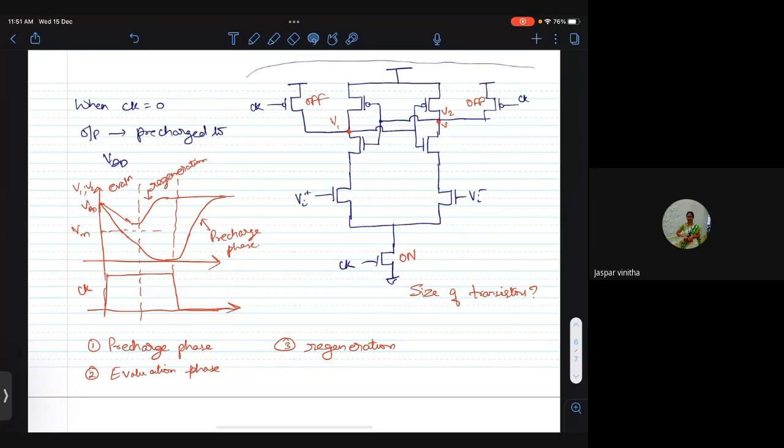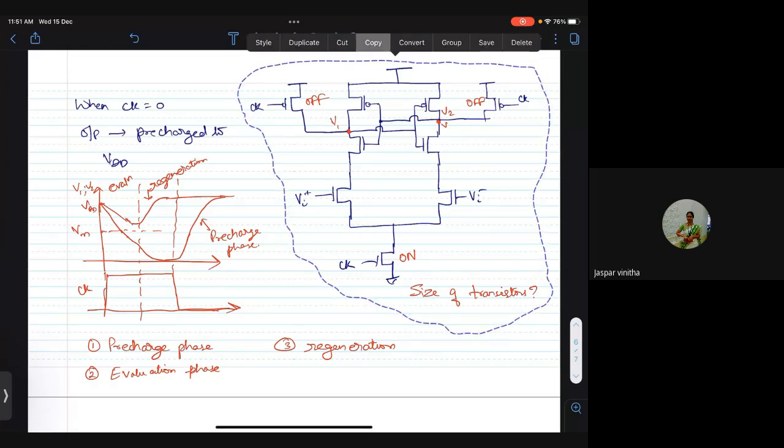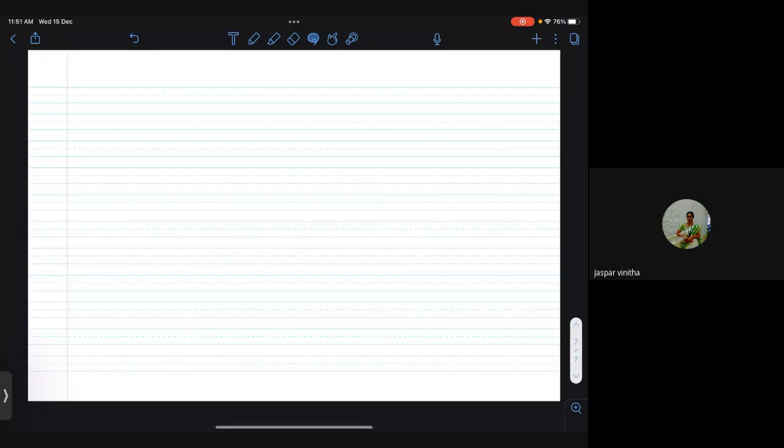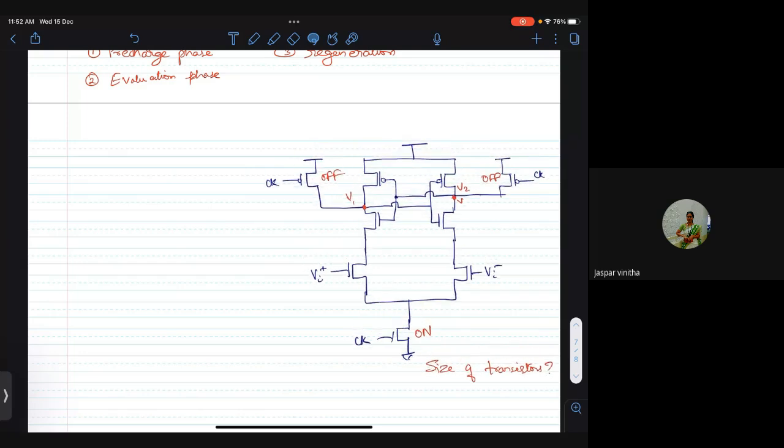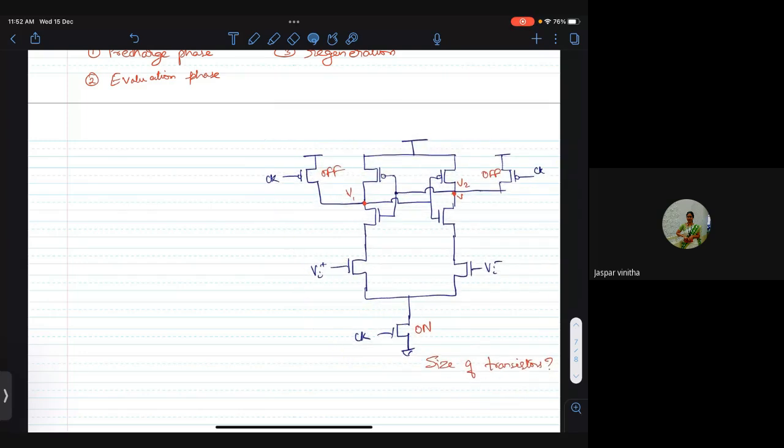So in each phase, we need to see what is the equivalent circuit. And once we look at that, we'll be able to come up with some conditions to how we should size the different transistors in this circuit. Okay, so let us look at the pre-charge phase first. That's where initially when the clock is 0, the comparator is set up for taking a decision, right? So in the pre-charge phase, what does the equivalent circuit look like?